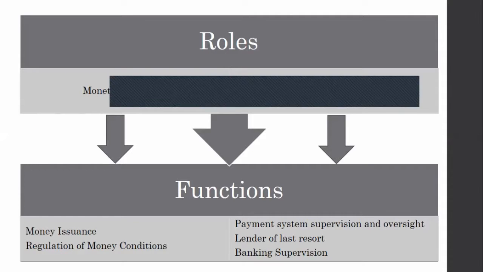As I said before, the roles of the central bank are to maintain monetary stability and financial stability. Monetary stability will be achieved basically through two functions, money issuance and the regulation of money conditions. Financial stability will be achieved through payment system supervision and oversight, lender of last resort, and banking supervision functions. So we can categorize the functions under the two roles, monetary stability and financial stability.